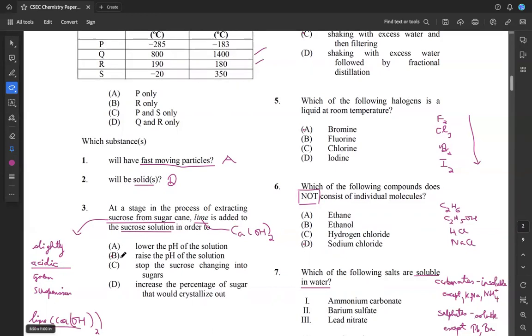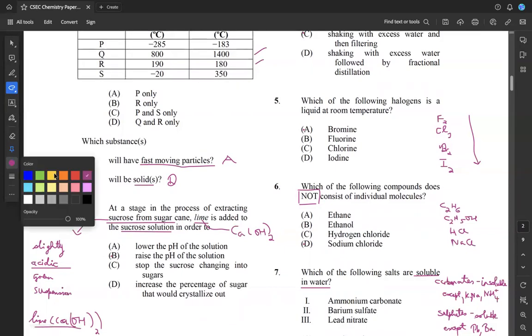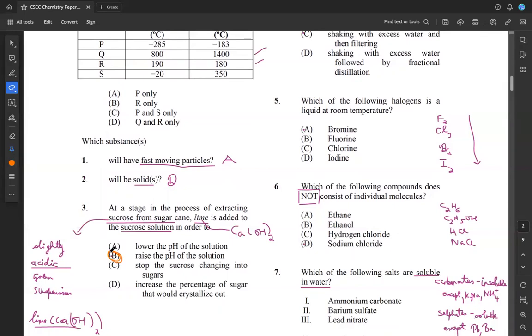So what we're doing is B here. So we are raising the pH of the solution, okay? So the answer here is B. So that's that. And let's see. Yeah, so that's that, right?